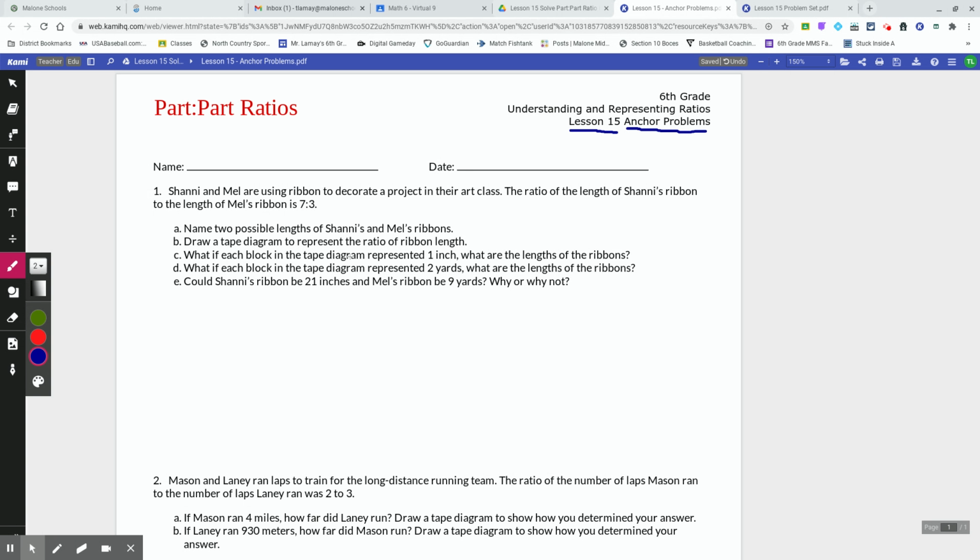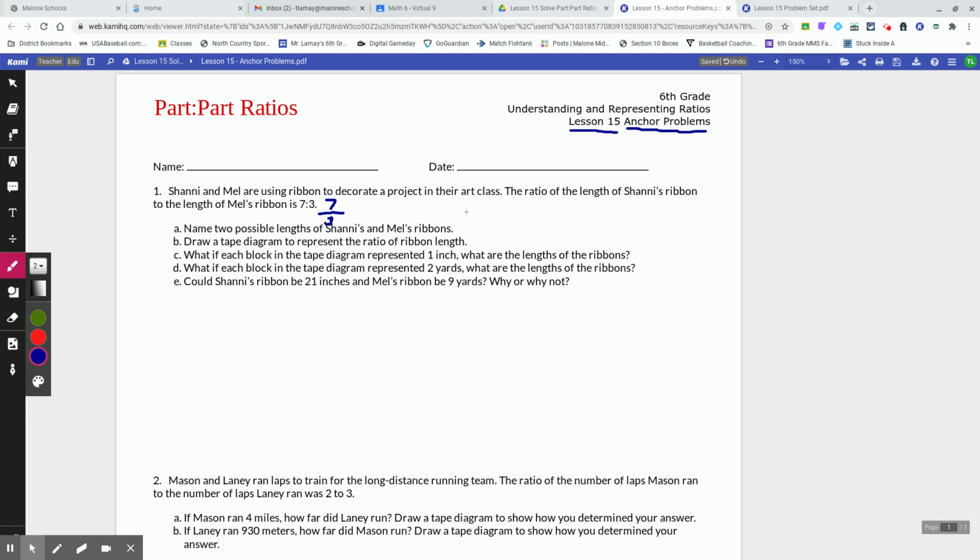All right. So number one, it says Shanna and Mel are using ribbon to decorate a project in their art class. The length of Shayna's ribbon to the length of Mel's ribbon is 7:3. I remember there's different ways to write this, right? We could write it as a fraction. All right. Question A says name 2 possible lengths of Shanna's and Mel's ribbons. It doesn't mean it's necessarily 7 inches to 3 inches. It just means that the ratio is 7:3.